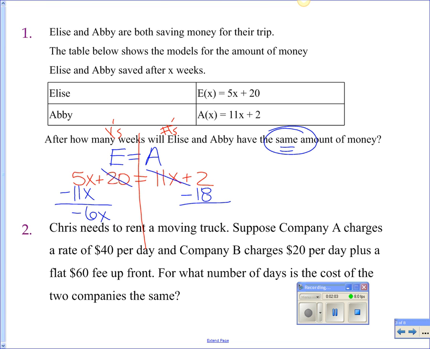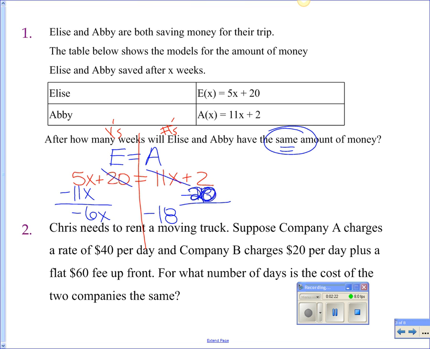Devin, 2 minus 18. Wait, where did you say you did the 20? Sorry, I was doing it in my head. So sorry, 20 moves over here, negative 20. So what's 2 minus 20? Negative 18.